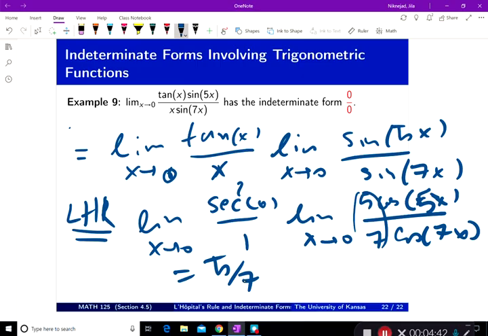So sometimes it pays to use combinations of methods to calculate the limits. And this is much easier than just doing L'Hopital's rule once without any separation.